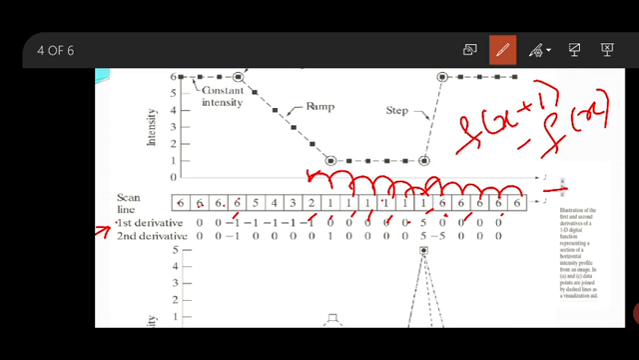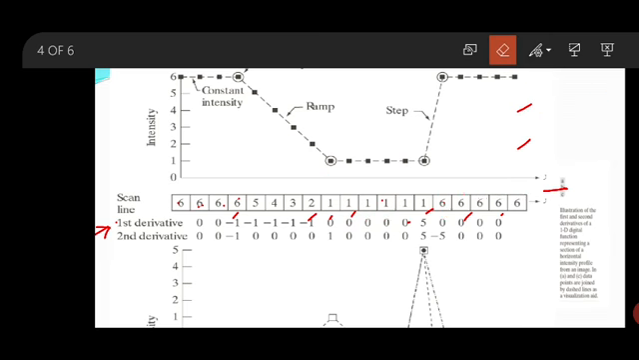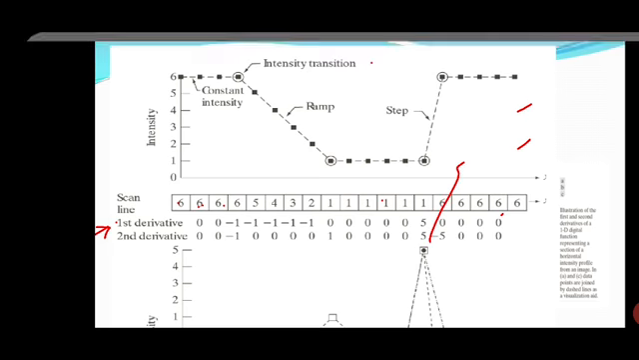In the first derivative, f of x plus 1 is the next value, and f of x is the current pixel value. This is what you obtain as the first derivative values. Now, I'll come to the point of the first derivative, how we'll get here.